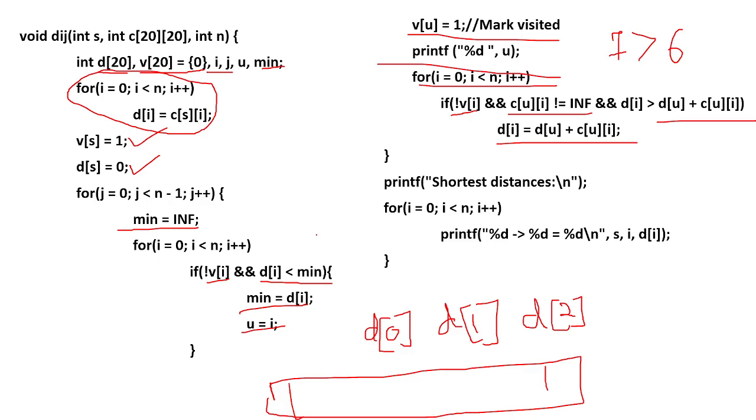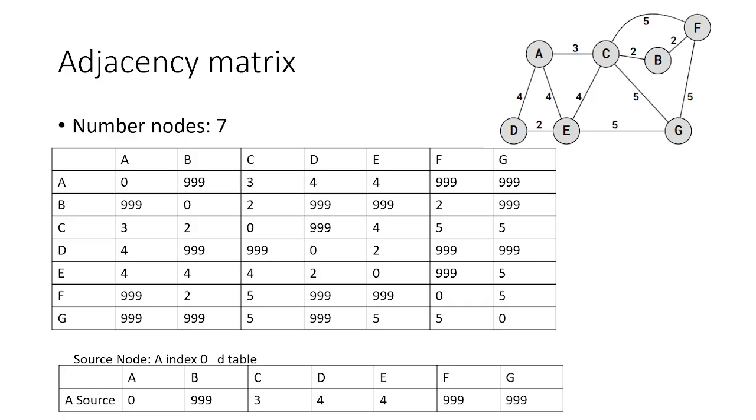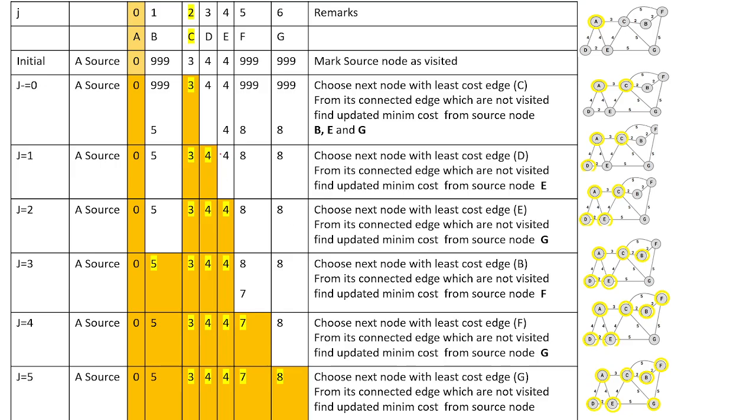Okay, if there are 7 nodes, 6 times you have to repeat. Then once that is done, you will be getting a D table that you display: starting node, source node, the end node, I value, and its distance value. Okay, this is an adjacency matrix, this is a D table.